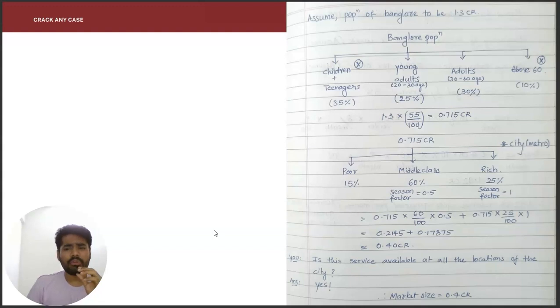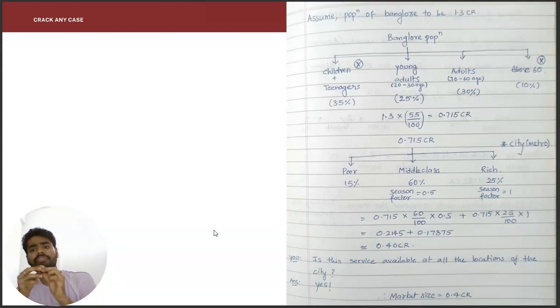So let's see. I am going to divide the Bangalore population on the basis of age, as I said before. So there will be children and teenagers, young adults, adults, and above 60, right? So I mentioned the ages also there. So I am going to ignore the people who are there in the first and the last sector there. I am going to only consider the young adults and the adults as they use this service. So 1.3 crore into 55 by 100, which is 55% of 1.3 crore, is 0.715 crore. So now the 1.3 crore has been scaled down to 0.715 crore.